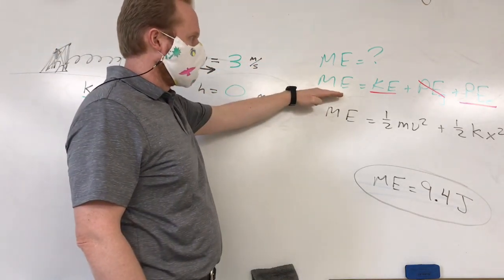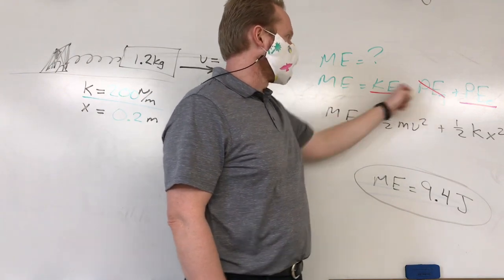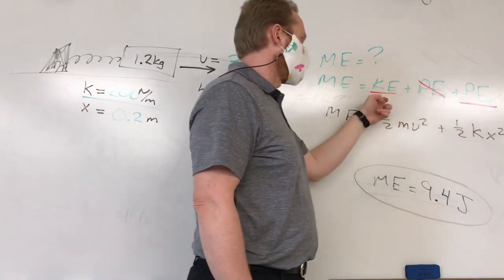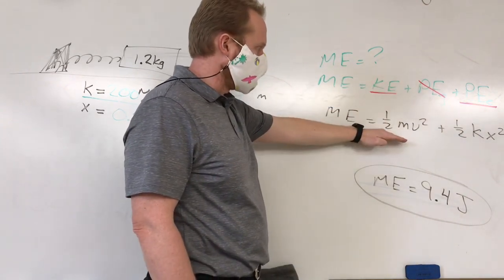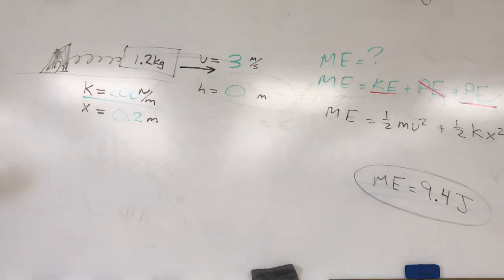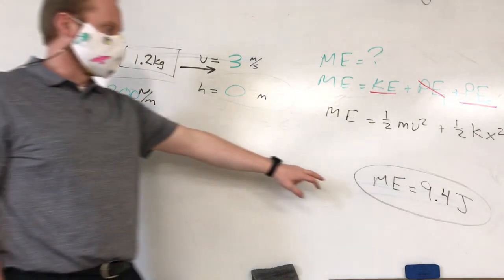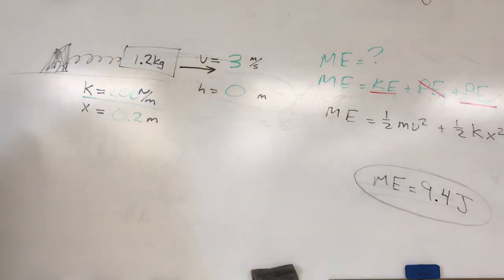ME is equal to this. Because my H is 0, we could cross off PEG. So then all my mechanical energy is from these two forms. If we expand these equations out, we get this. Then we're really just left with plugging numbers in. And once we plug our numbers in, we should get a value of 9.4 joules. Okay, 9.4 joules. Questions on that one?